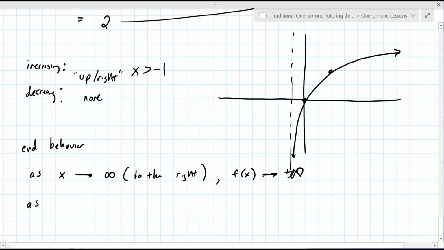Okay, then the other one, it's a little bit awkward. It's as x goes to whatever the vertical asymptote is. The vertical asymptote is -1 in this problem, but you're moving to the left. So it's going down, yes, and how far down is it going? Negative infinity.